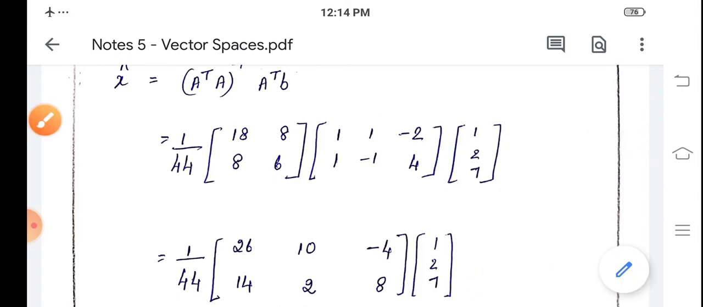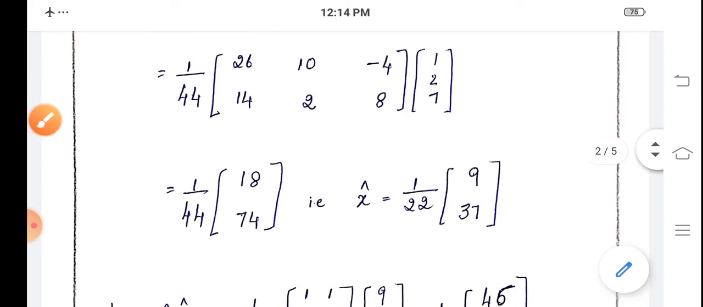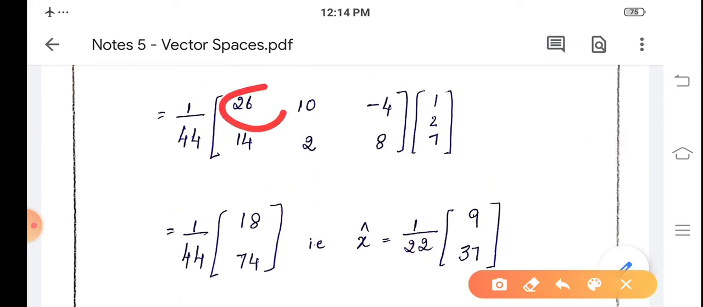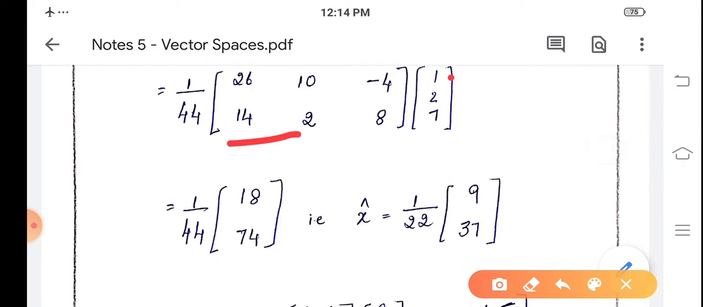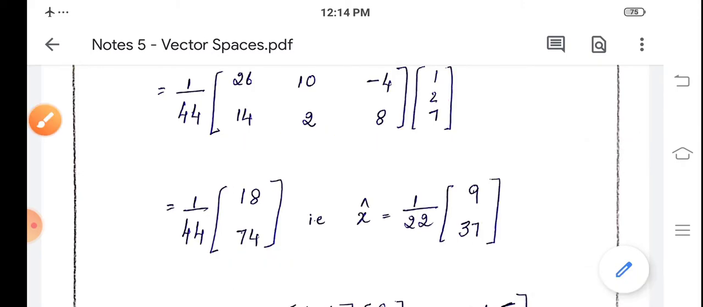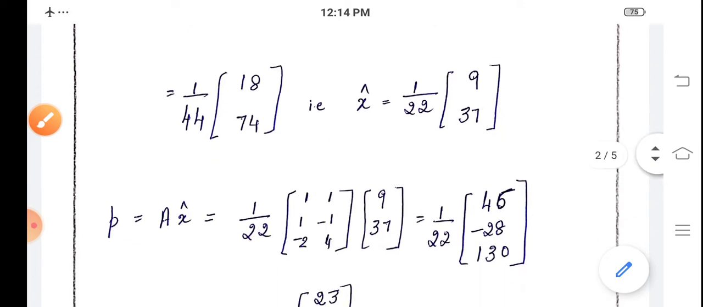Next, multiplied by B, which is 1, 2, 7. Again, we multiply this. Then we obtain 1 by 44 into 26 into 1 plus 10 into 2 plus minus 4 into 7. That gives 18. And the next entry is 14 into 1 plus 2 into 2 plus 8 into 7. That will be 74. Or we write it as 1 by 22 into 9, 37. This is the least square solution.